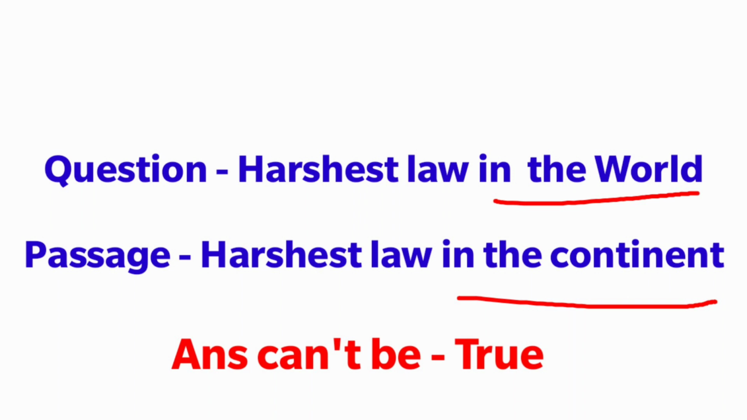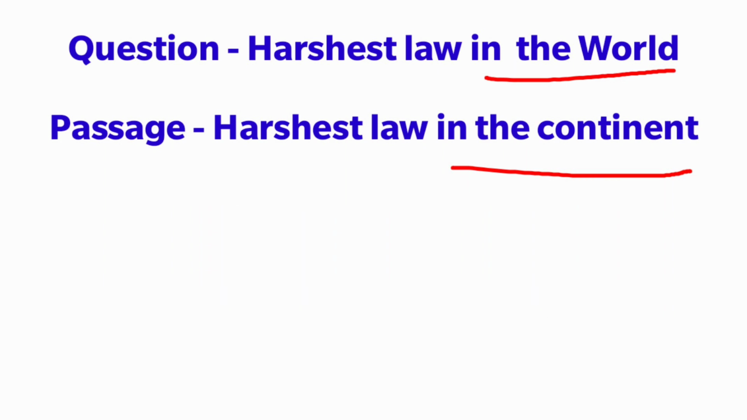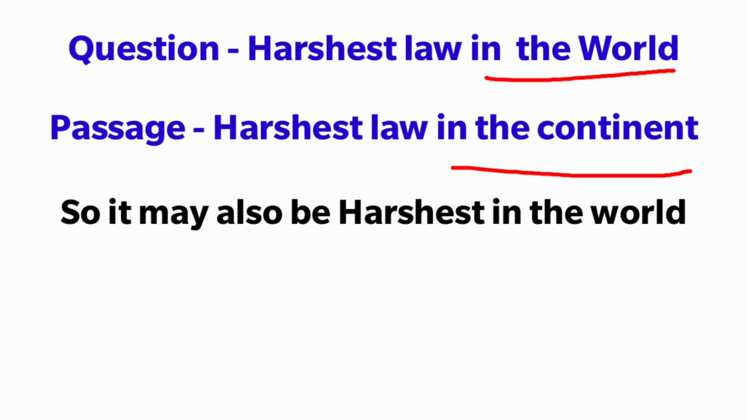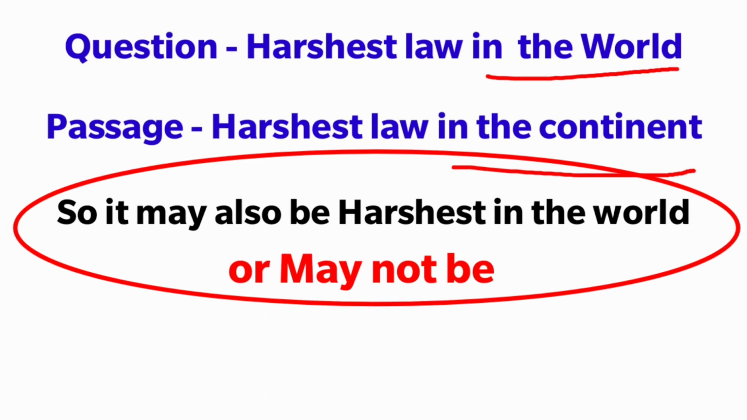Now some students are confused between false and not given, and most of them think that there is some information given in the passage about the question, but it's not matching, so it must be false. But I would like to tell you that the passage says the law is harshest in the continent. It may also be harshest in the world or may not be. The passage didn't mention it clearly, so it can be either case. I mean we are not 100% sure about it. So when we are not 100% sure, then the answer is not given.